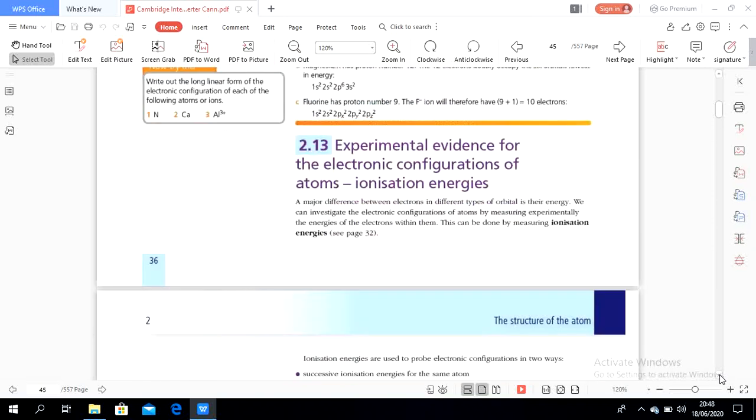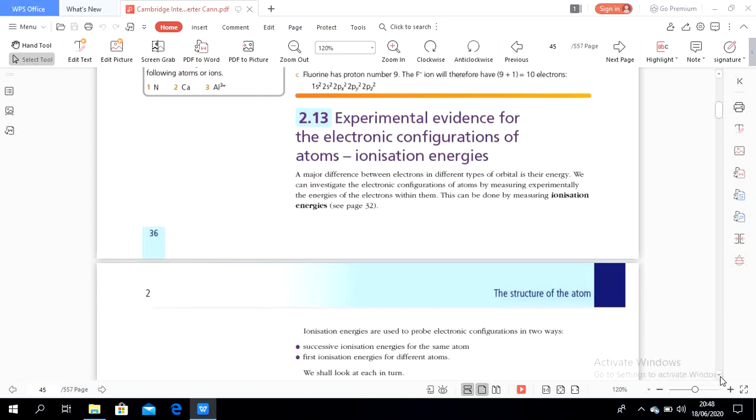Okay, now let's see the ionization energies. Ionization energy, there are two terms. Number one is first ionization energy, the energy to remove the first electron from the outermost shell. And then number two is successive ionization energy, the energy required to remove the second, third, fourth, fifth, sixth, seventh, until all the electrons in the atom.